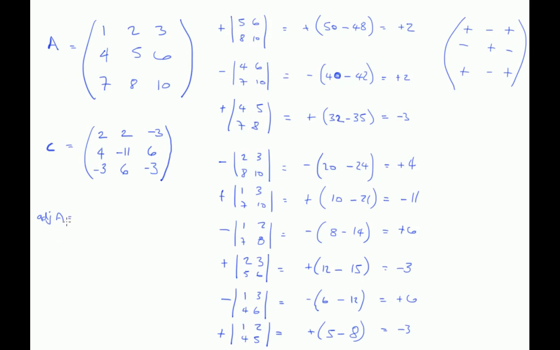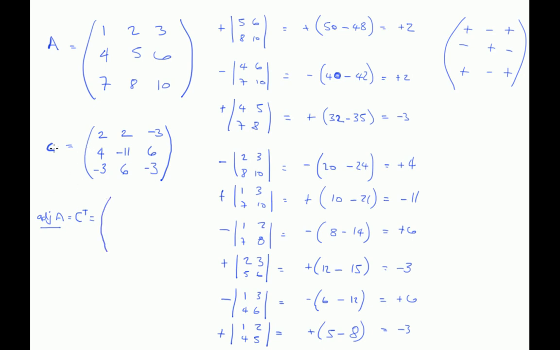And the adjoint of A is equal to the transpose of our cofactors matrix. So the matrix of cofactors we've calculated here, and if we transpose that, then we get something which is called the adjoint of A, and that will be something that we come to use in working out the inverse of A.